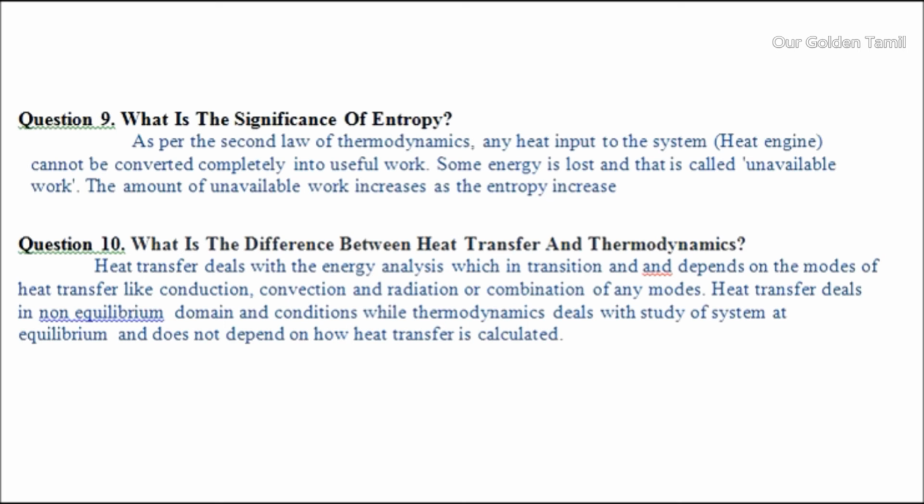As per the second law of thermodynamics, any heat input to the system, such as a heat engine, cannot be converted completely into useful work. Some energy is lost, and that is called unavailable work. The amount of unavailable work increases as the entropy increases. Question 10. What is the difference between heat transfer and thermodynamics?